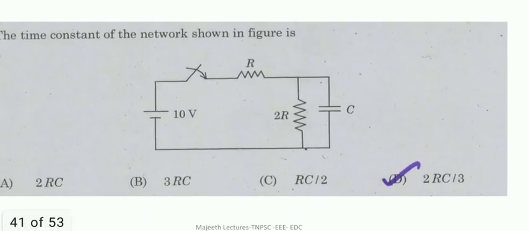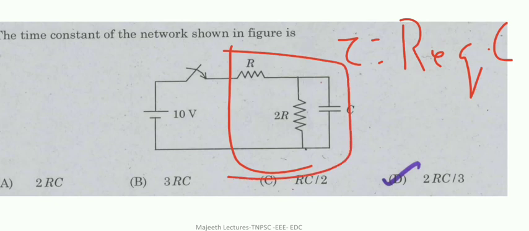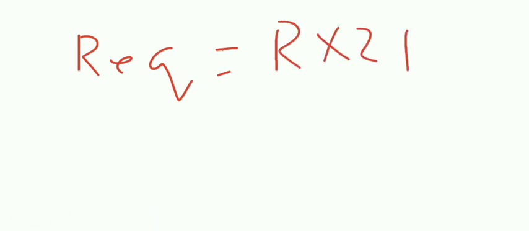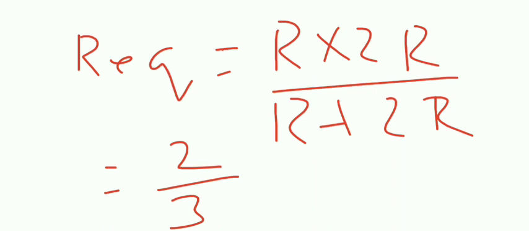And the next question, the time constant of the network shown in the figure. So time constant tau is equal to R equivalent into C. Take the circuit here. R equivalent is R into 2R divided by R plus 2R. First we find R equivalent. Two resistors are in parallel. So R into 2R divided by R plus 2R, that is equal to 2 by 3 R. That is our R equivalent. Tau is equal to R into C, and C is nothing but your C only. So 2 by 3 RC.